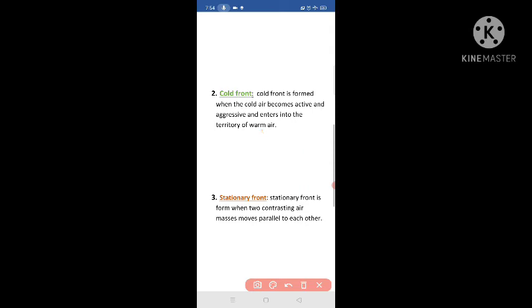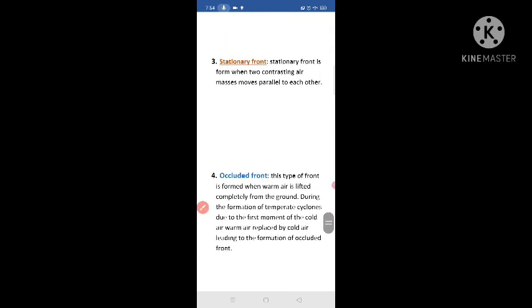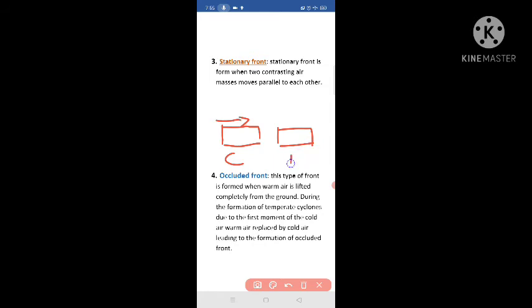And the third type of front is the stationary front. Here, how it is formed is that when two air masses move parallel to each other, the stationary front is formed. Let's see how. Let us consider this is the cold air mass, moving in this direction, and this is the warm air mass, also moving in this direction. This is figure 1, and in figure 2 the cold air mass is like that, and the warm air mass is moving like this.